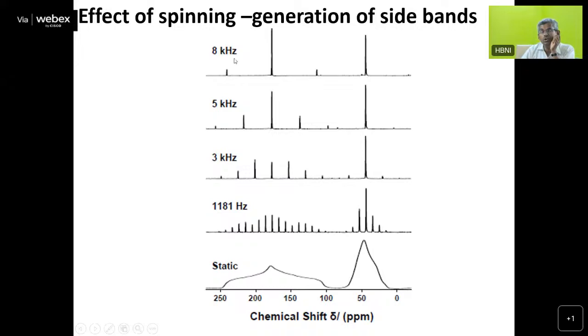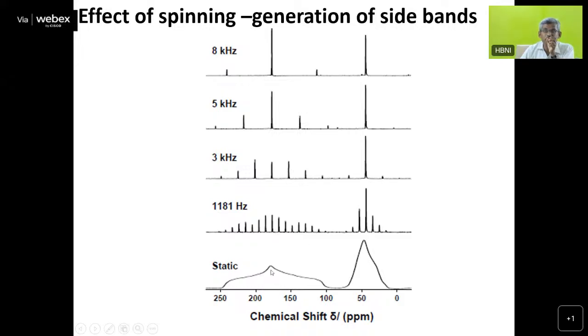Now, if you do it at 8 kilohertz, what happens? You see here, the sidebands are separated further. Similarly, one more thing you may note here: this peak has a lot of sidebands, for example the CO peak, whereas for this peak the sidebands are relatively less.